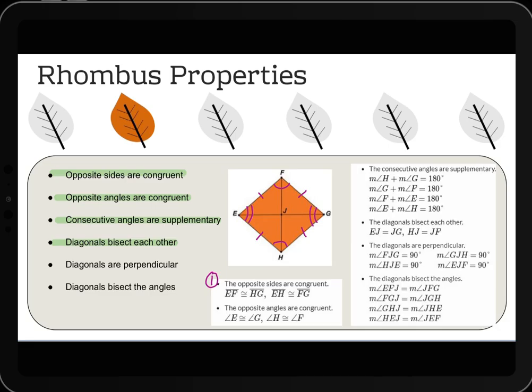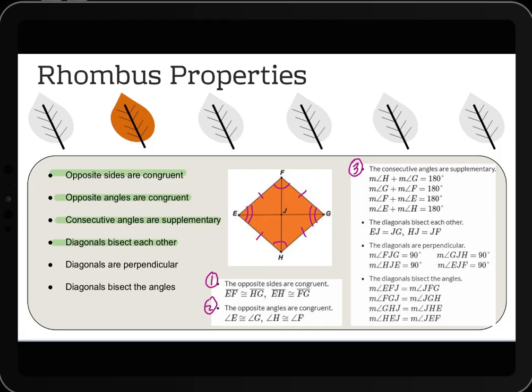So consecutive angles are going to be supplementary. After the second one here is consecutive angles are going to be supplementary. That means that the sum of the consecutive angles like E and F, or E and H, or H and G, or F and G, those angle sums will equal 180 degrees because they're same side interior angles. You can think of this example set of parallel sides as two parallel lines cut by a transversal, and that makes these angles same side interior angles. So they're going to be supplementary because of that.